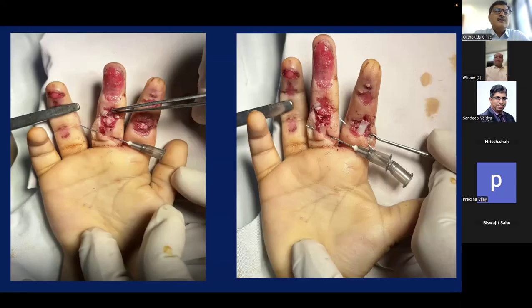What sort of suturing do you do in these cases? So first of all, these wounds we need to extend proximally and distally by Brunner's approach till we are able to see the tendon ends.